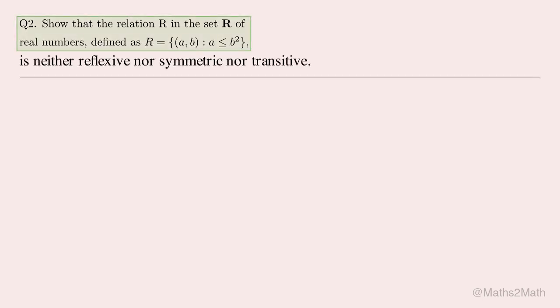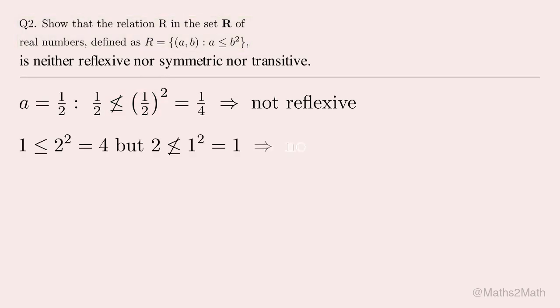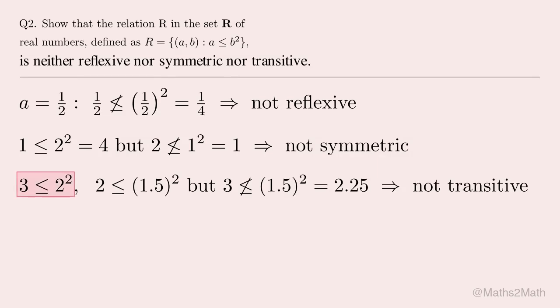Question 2, let's read it. The relation R on the real numbers relates a to b when a is less than or equal to b squared. We must show that R is neither reflexive, nor symmetric, nor transitive. Reflexive, try a equal to 1/2. 1/2 is bigger than its square, 1/4, not reflexive. Symmetric, 1 is at most 2 squared, but 2 is not at most 1 squared, not symmetric. Transitive, 3 is at most 4 and 2 is at most 2.25, but 3 is not at most 2.25. The chain breaks, not transitive.